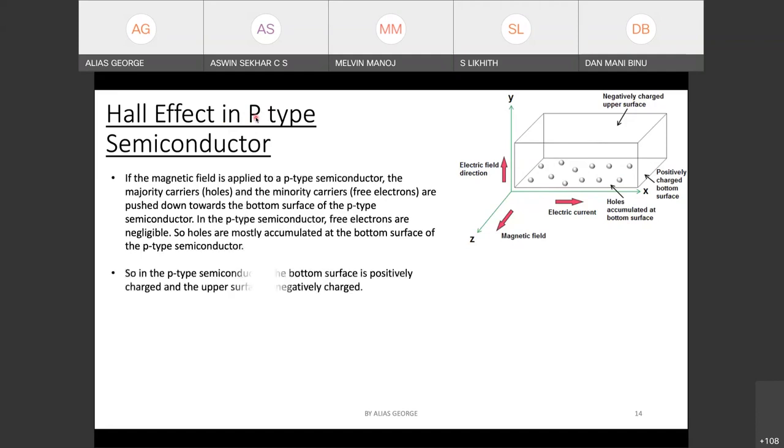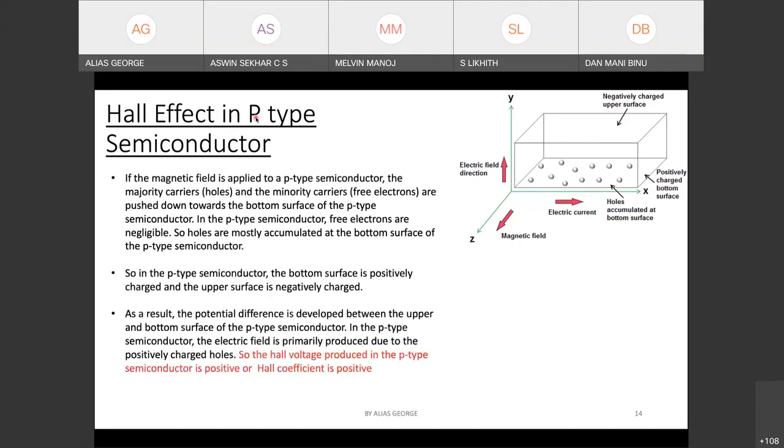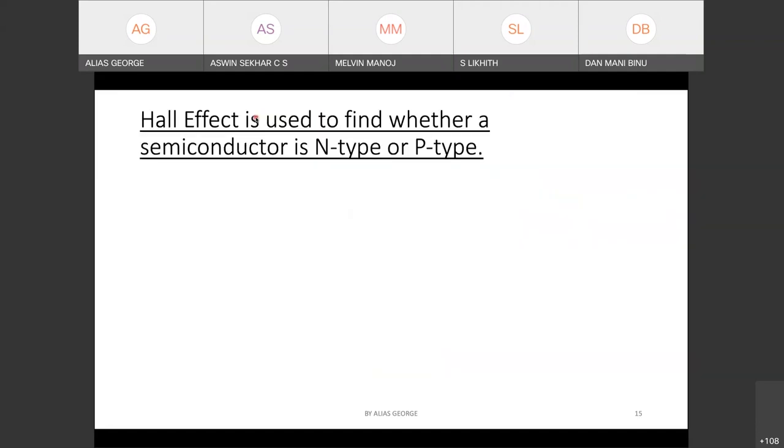Next, this is all you can read. I will share the slide. This is all what I told now. Now we will be coming to this application. Now you got some idea, I think, of how to identify n-type or p-type.